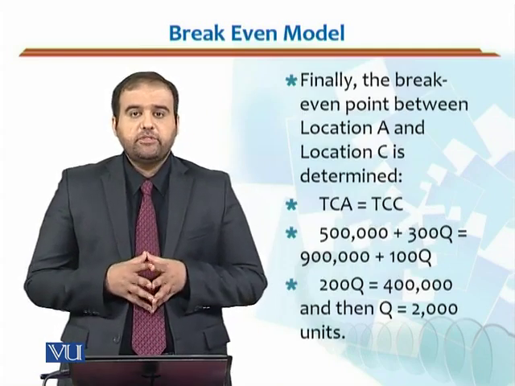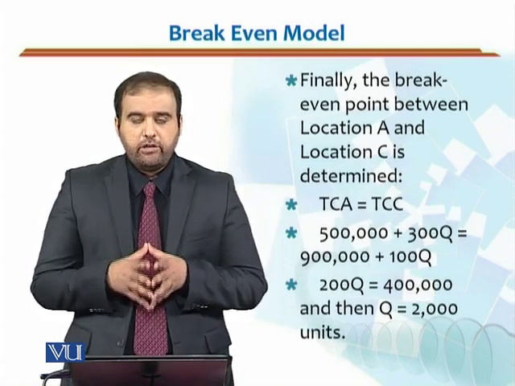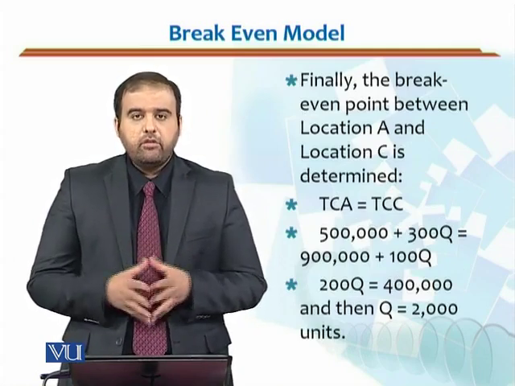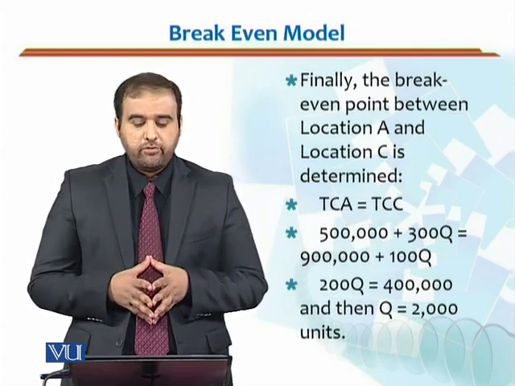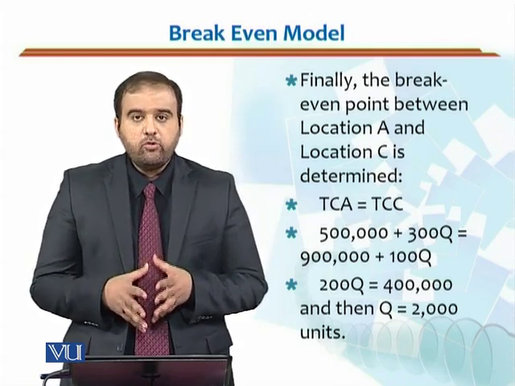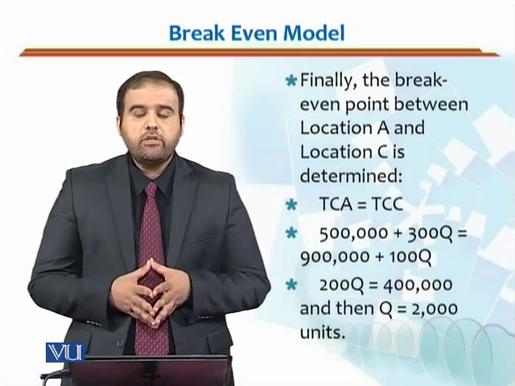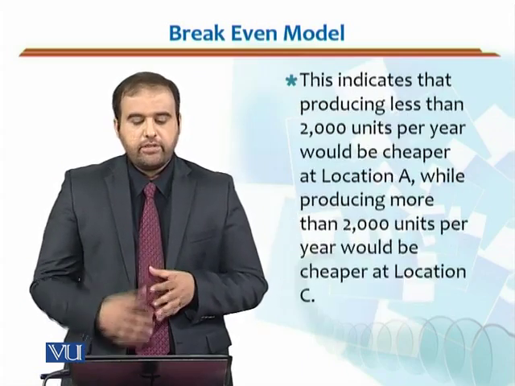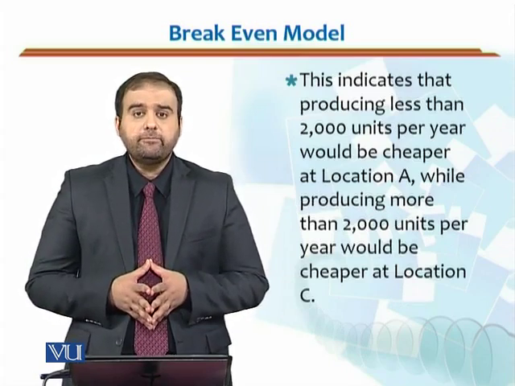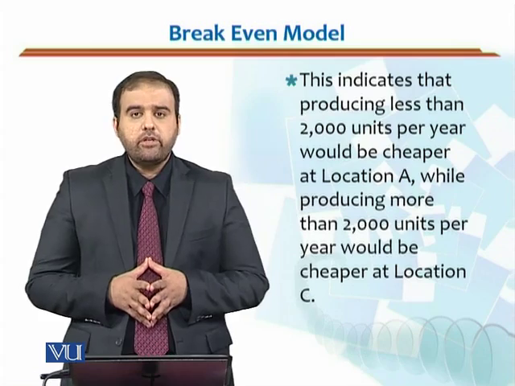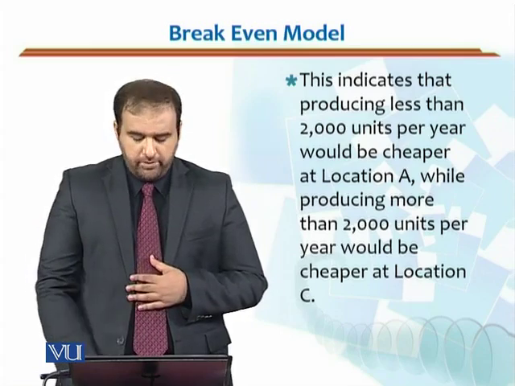Finally, the third intersection point, that would be between location A and location C. उसी तरह expression है आपके पास, total cost for A should be equal to the total cost for C. और जब आप उसके अंदर से Q को equate करेंगे, which is the variable here, तो you have 2000 units. तो Q is 2000 units. What does it say? It actually says that if you are producing less than 2000 units, then location A would be better. But if you are producing more than 2000 units, then location C would be the cheaper scenario.